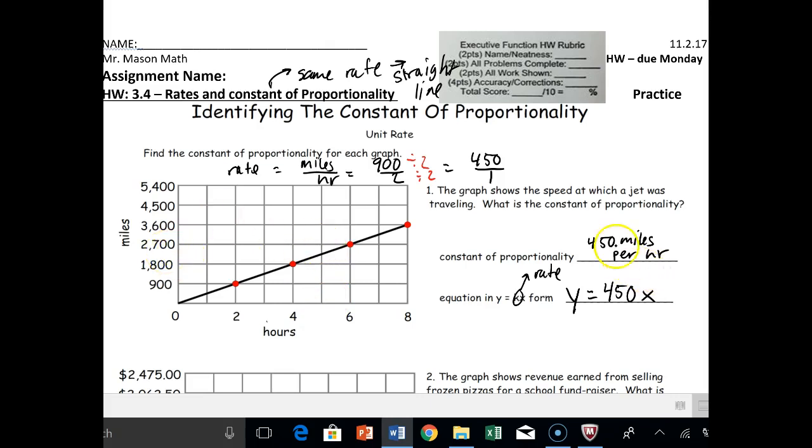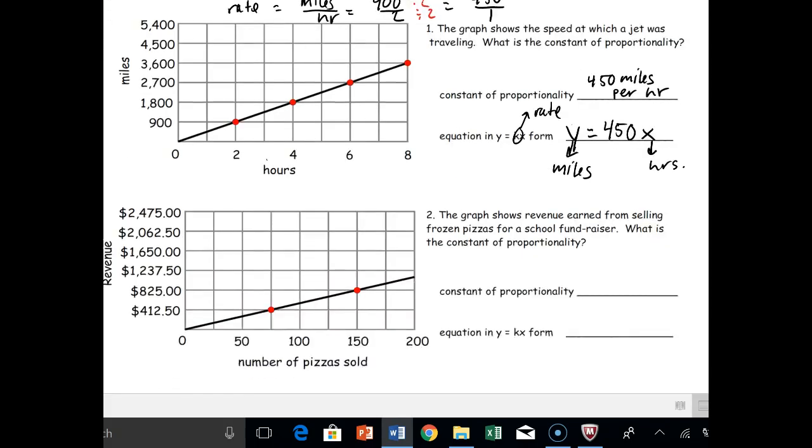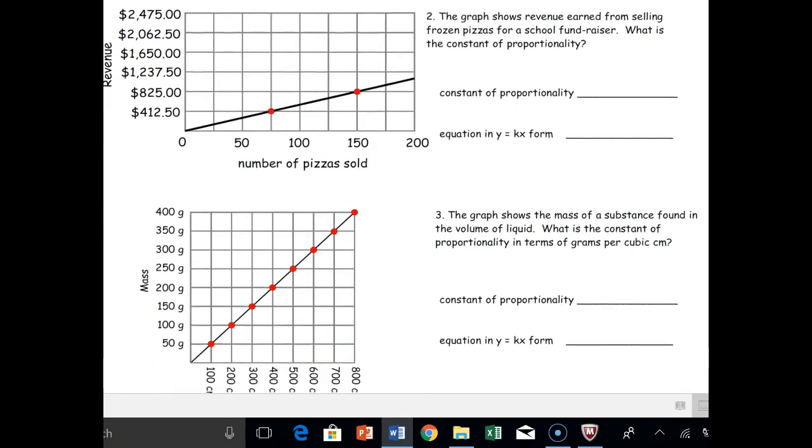Right, so these are your two answers: 450 miles per hour, and your equation is y equals 450x. If I plug in the amount of hours here, and this represents hours, I should get the amount of miles right here. Okay. Let's go to number 3.